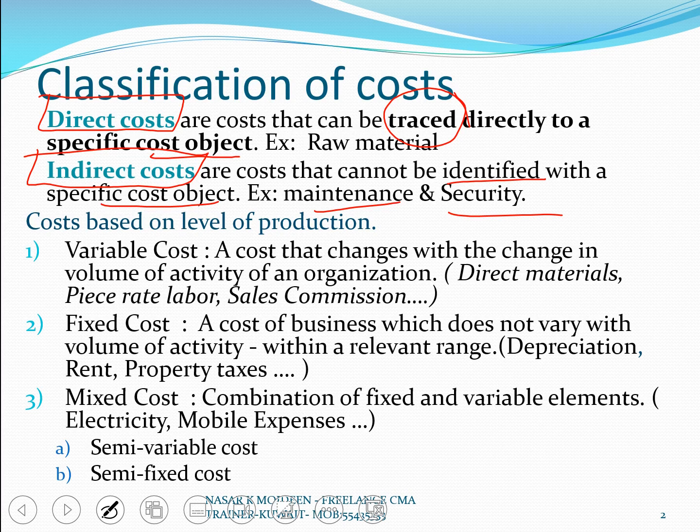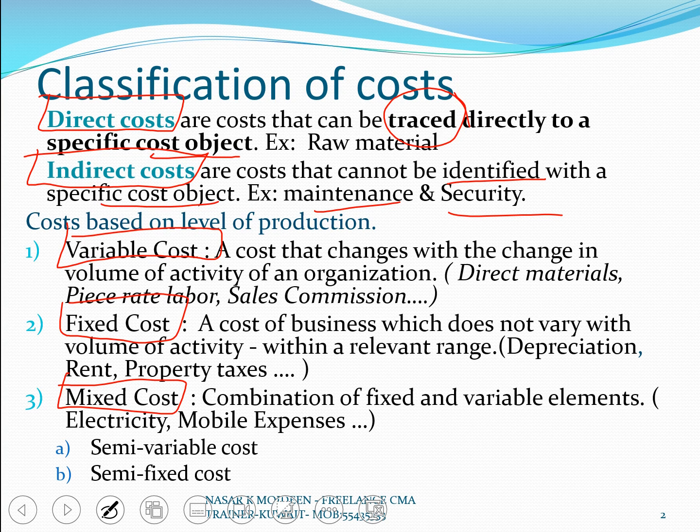And cost can be classified based on how the cost is behaving. Based on this behavior, we have variable cost, fixed cost and mixed cost. So what is a variable cost? Variable cost is the cost that is going to change based on the activity level. You make more and more products, you will have more and more cost.